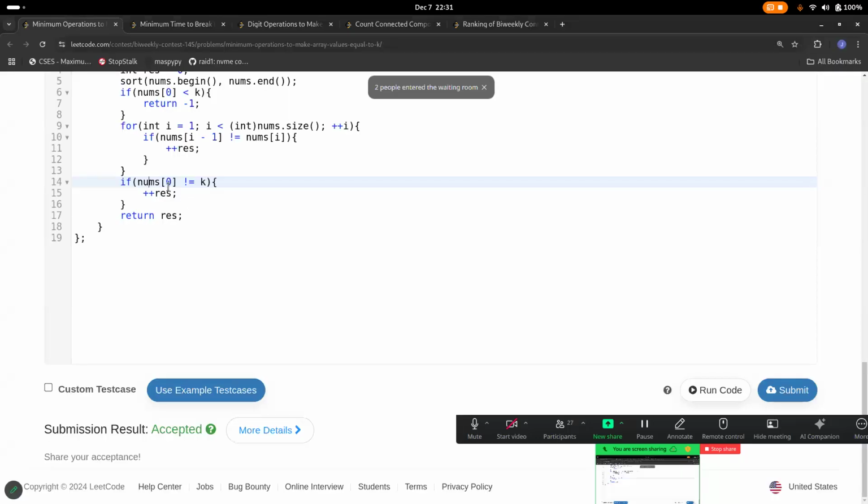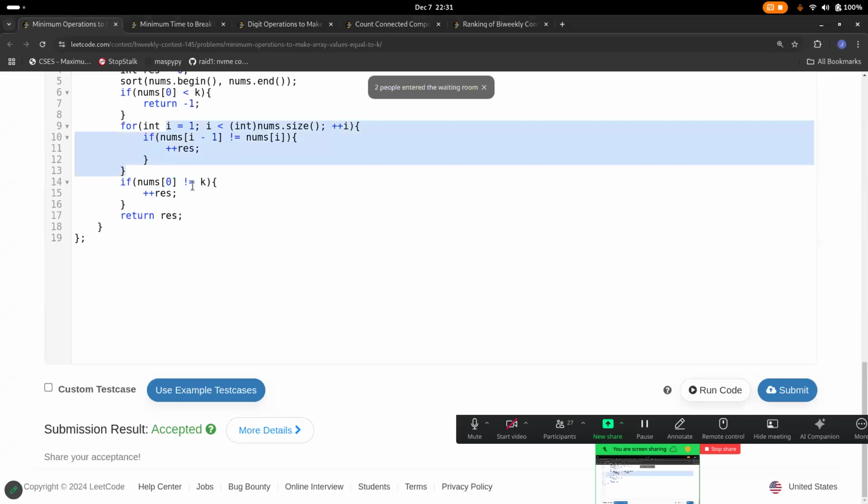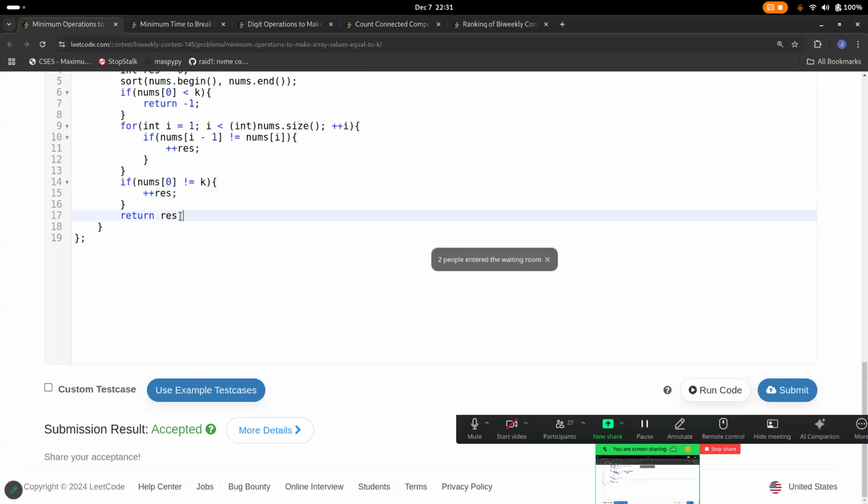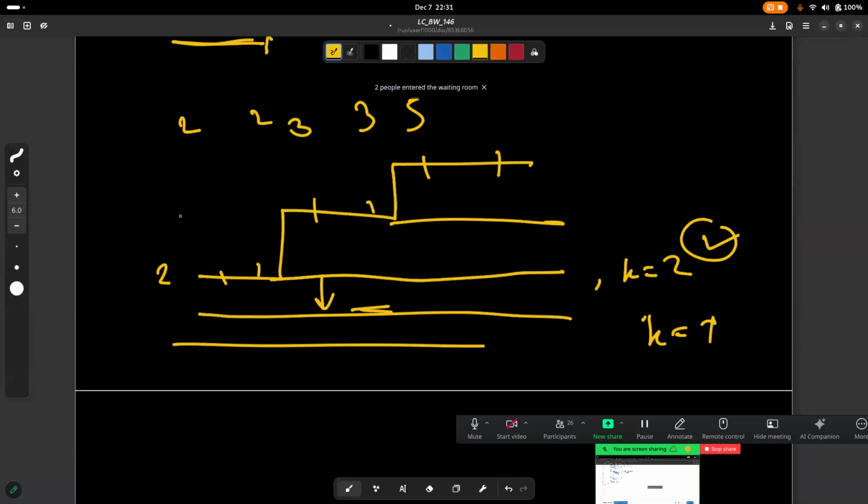So this finally checks: after this whole loop, my complete array will be converted to my smallest element. Then is my smallest element equal to k? If it is, then I'm done. If it's not, I have to bring the level down from the smallest to k. That will require one more operation, and finally we just return the result.